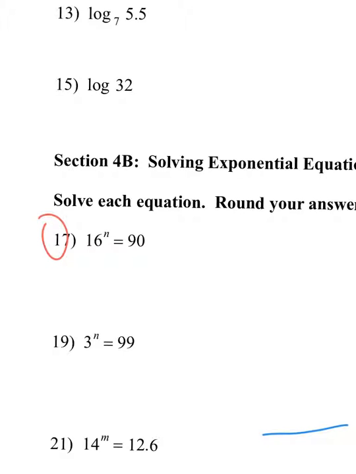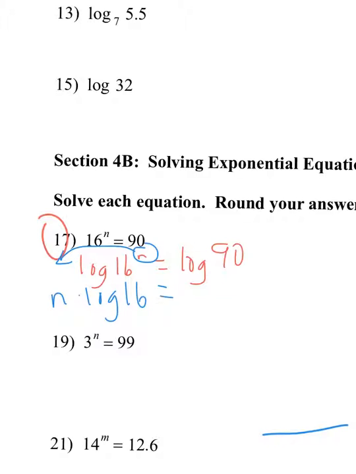So what you're going to do is take the log of both sides, the common log. We're going to go log of 16 to the power of n equals the log of 90. So I start off just writing log in front. Now you're going to use logarithm properties, and the one you're going to use the most is the third one. When you have the log of something to a power, that goes down in front. So this becomes n times the log of 16 equals the log of 90.